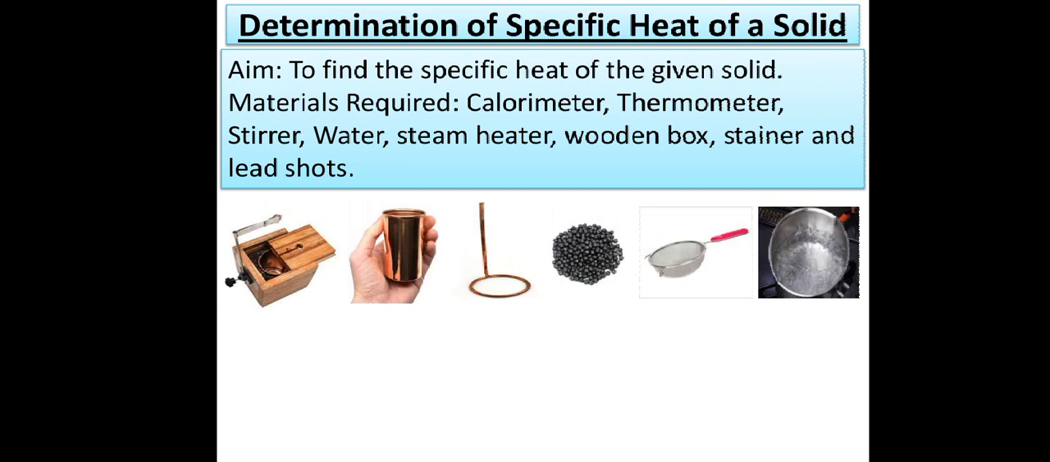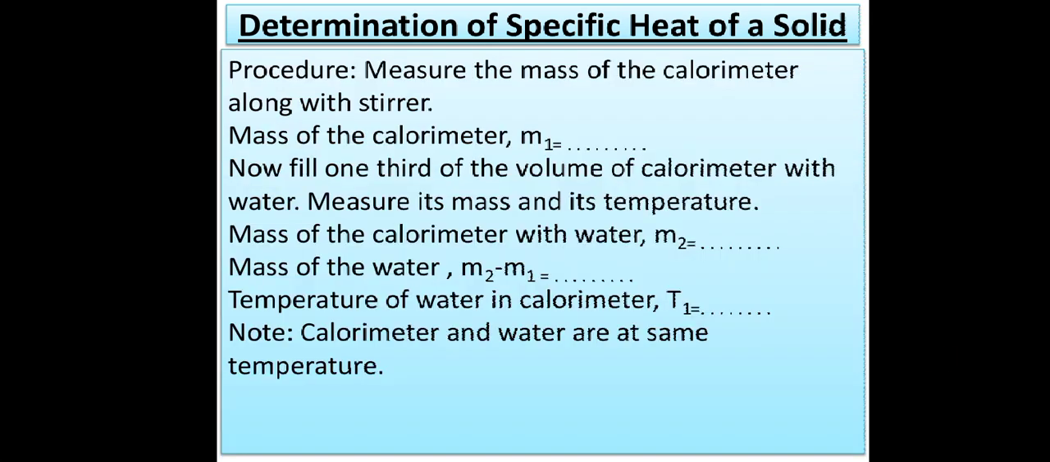Now coming to the procedure, you have to measure the mass of the calorimeter. Mass of the calorimeter, copper vessel plus stirrer, gives you M1. Now fill one-third of the volume of the calorimeter with water and measure its temperature also. Mass of the calorimeter plus water gives you M2. To calculate the mass of water, it is M2 minus M1, and T1 is the room temperature. Here calorimeter plus water will have the same temperature, which is assumed as T1.